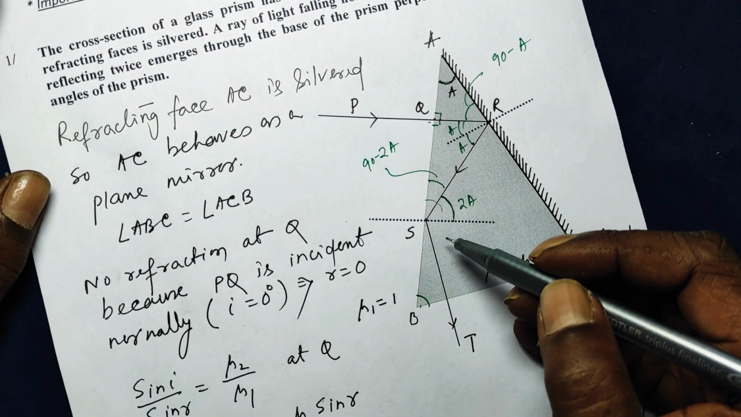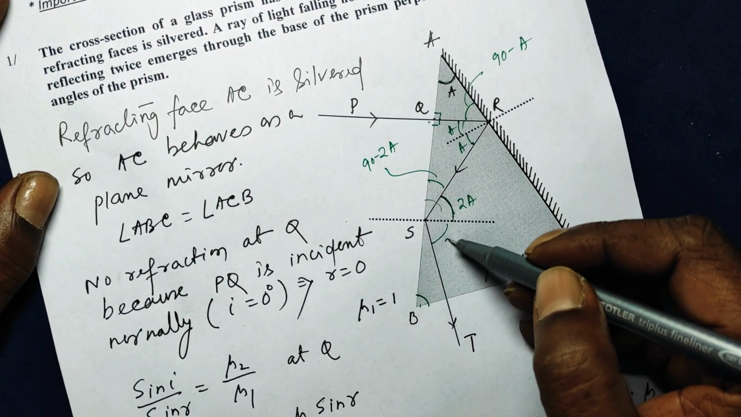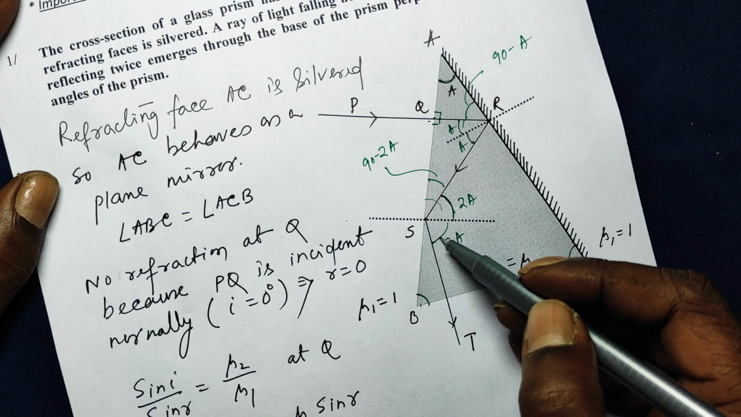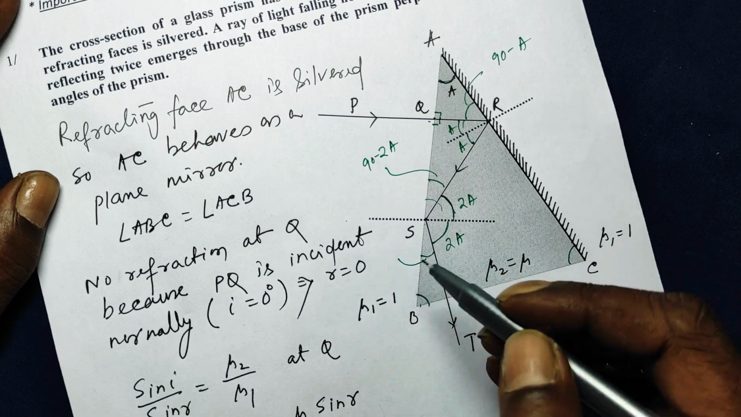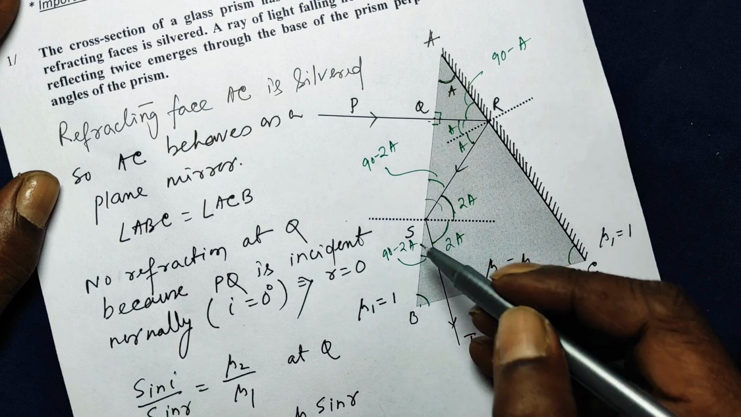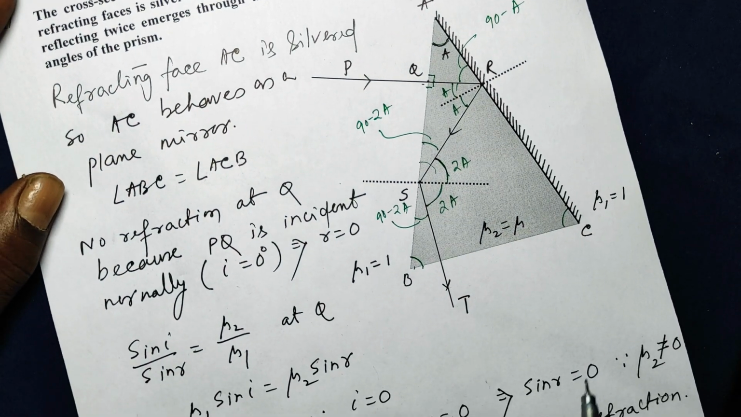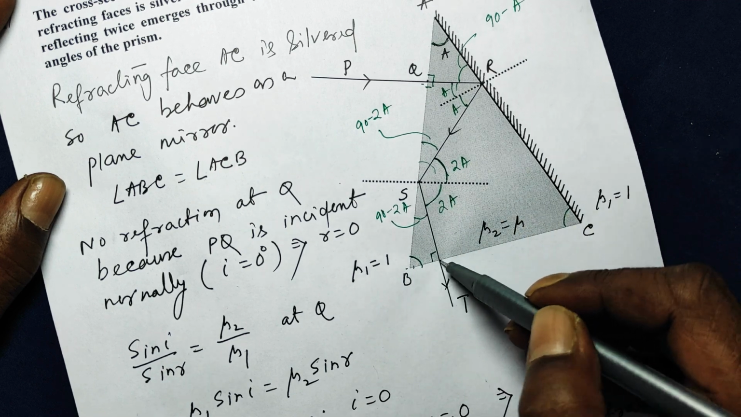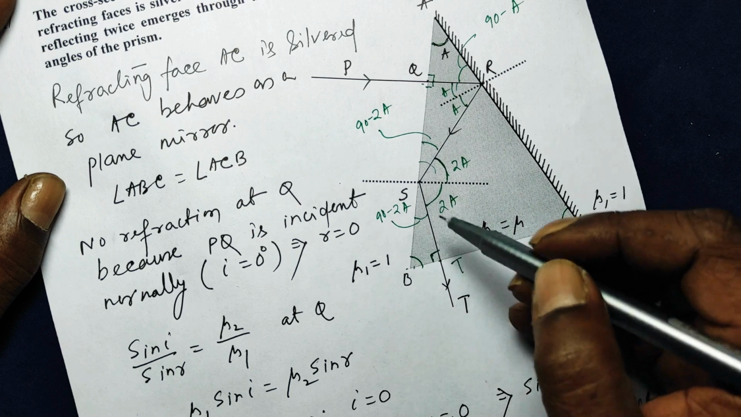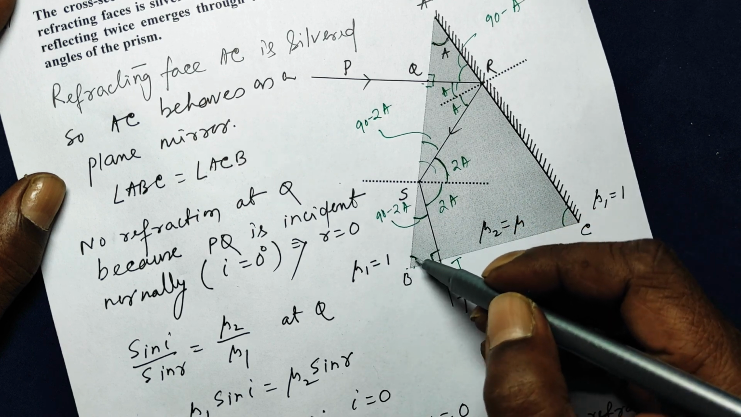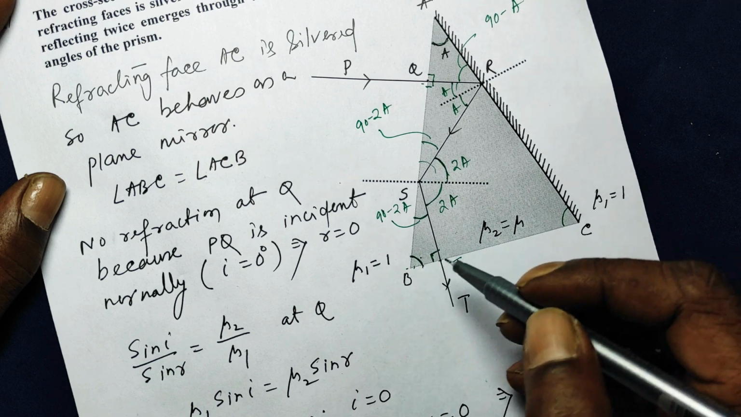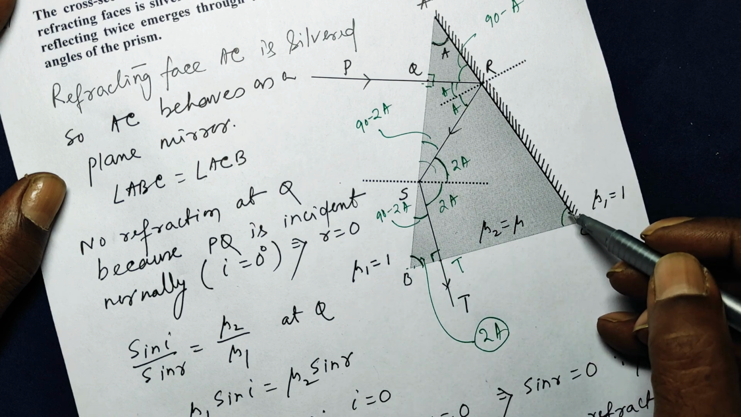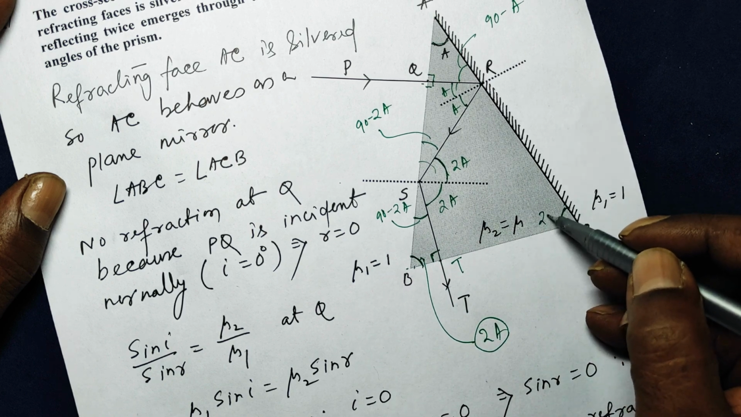Now since it is internally reflected, this angle is equal to this angle. So this has to be 2A. Now this is normal. This much is 2A. So this much has to be 90 minus 2A. Right. And this is 90. So in this triangle, let this point be T. One angle is 90, this is 90 minus 2A. Therefore, this has to be 2A. This angle at B has to be 2A. So if this is 2A, this is also therefore 2A.